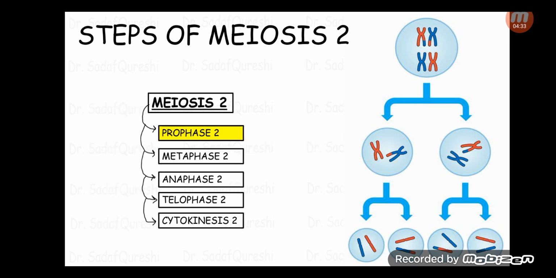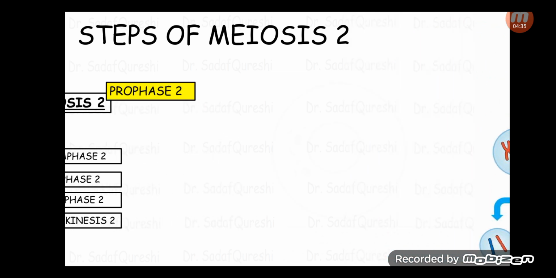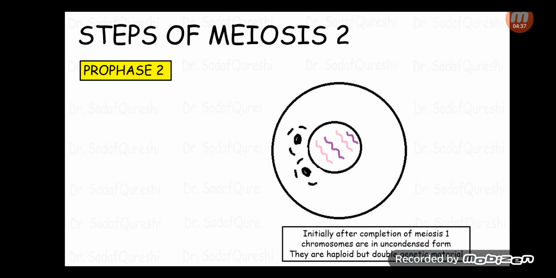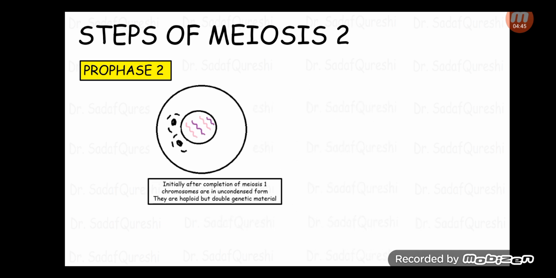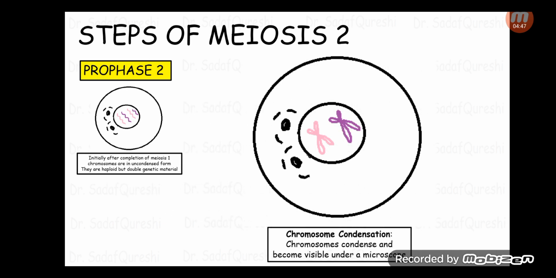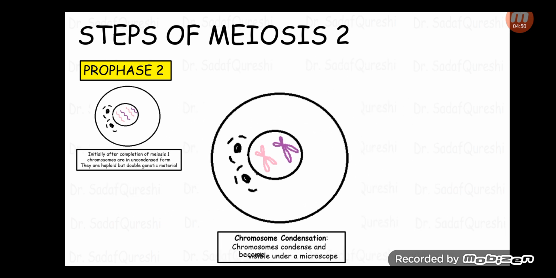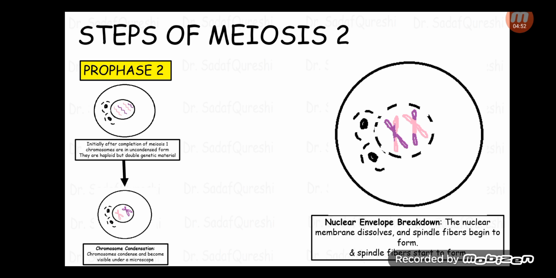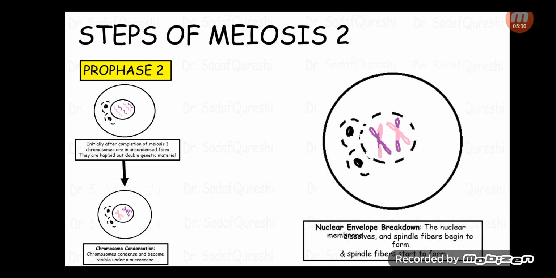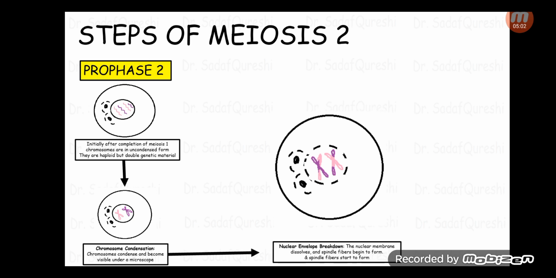As we know, the first step in meiosis 2 is prophase 2. So what happens in prophase 2? Initially, after completion of meiosis 1, chromosomes are in uncondensed form, and they are haploid but have double genetic material. In prophase 2, chromosome condensation happens and the chromosomes become visible under the microscope. Then nuclear envelopes break down, and this allows spindle fibers to begin to form and react with the chromosomes.